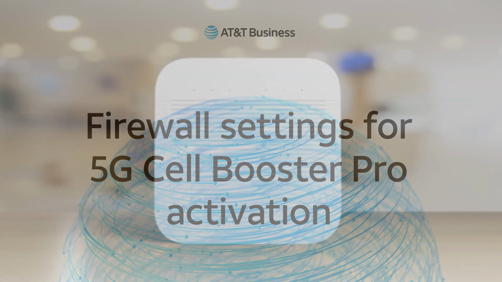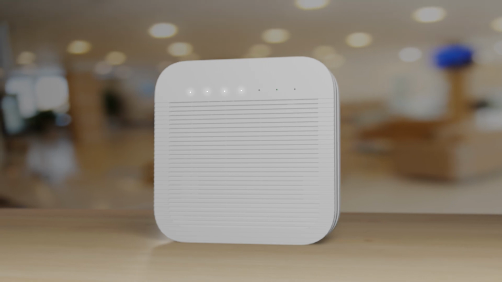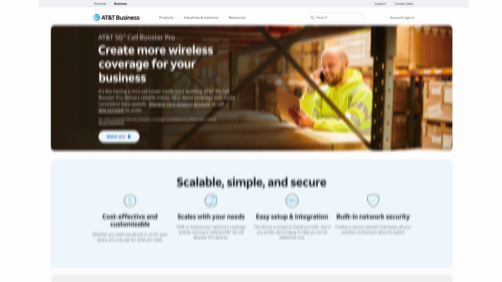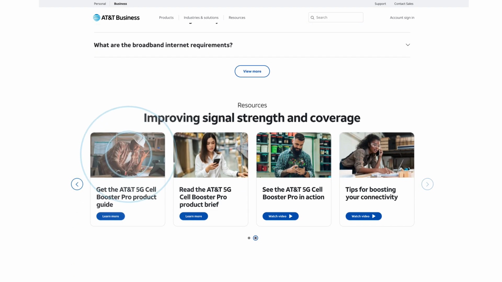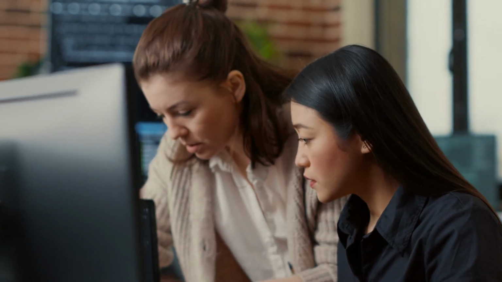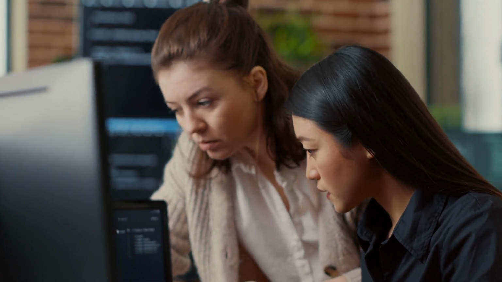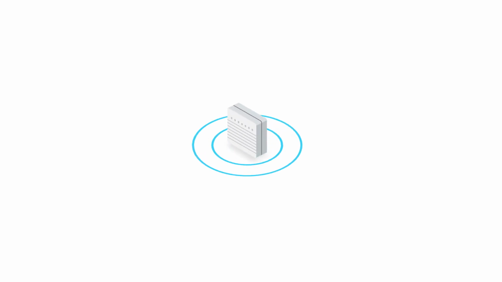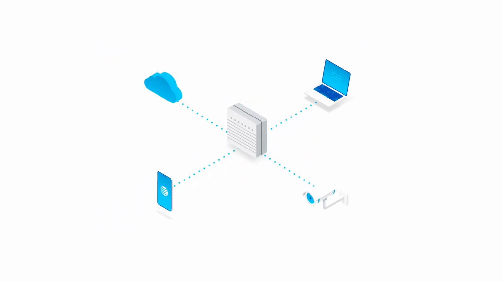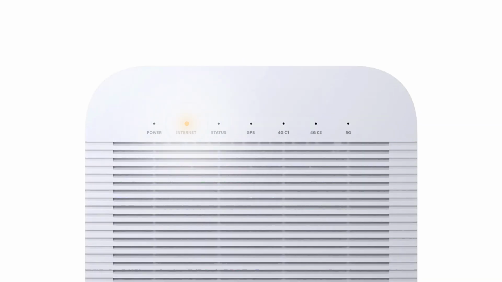This video will explain the importance of firewall settings in the activation of your 5G Cell Booster Pro, as well as where to find detailed information about the required settings. To begin with, you may need to update your firewall settings to allow cellular data to pass to or from a specific set of IP addresses via your Cell Booster Pro. You'll know this is the case if your device displays a solid or flashing orange light on the Internet LED.